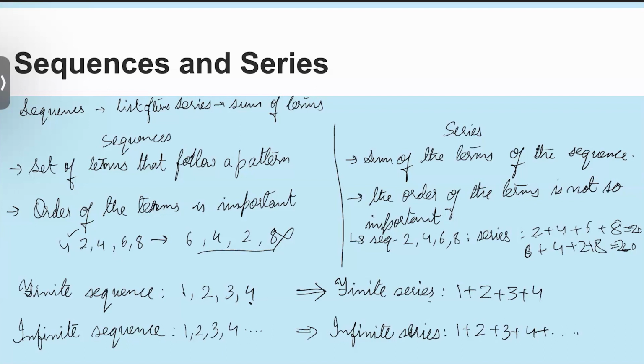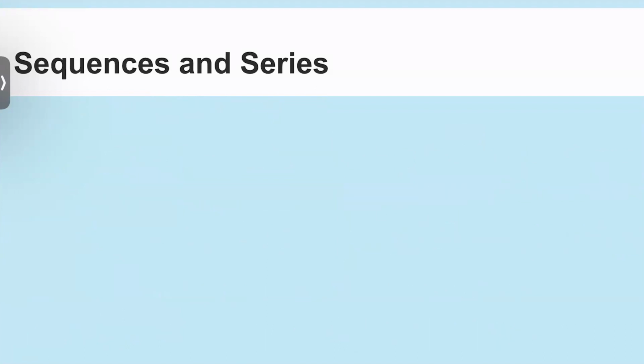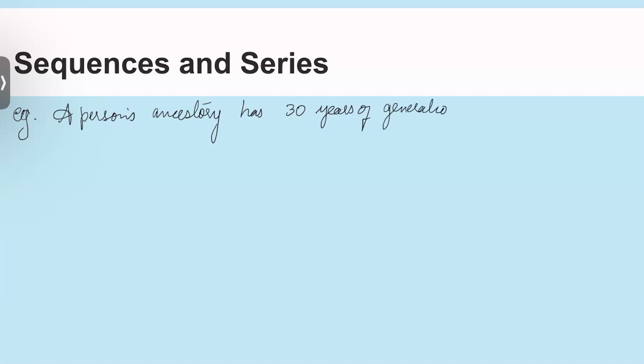Now let's take a few examples where we will see how it actually comes into play. So for example, suppose you are given that a person's ancestry has a 30-year generation gap.